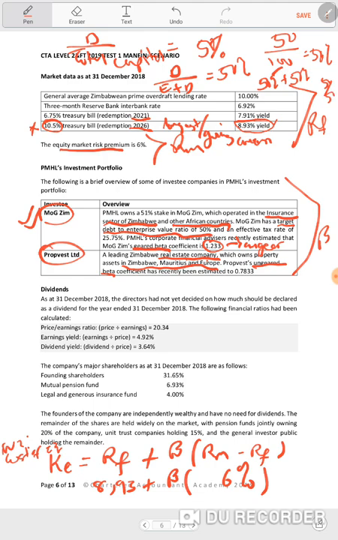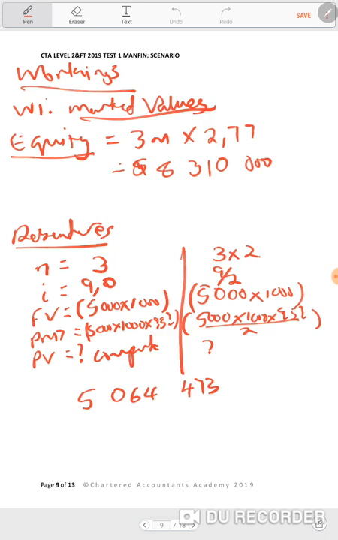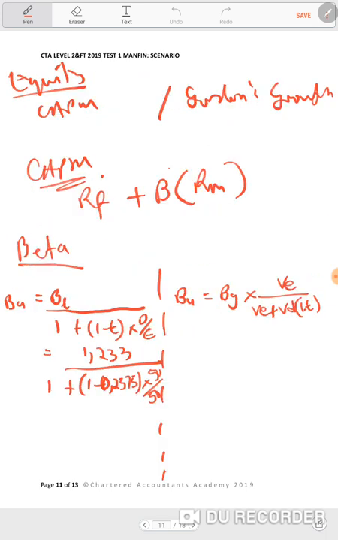Confirm? So move on here. Our debt to equity ratio is 50 over 50. Then you get your answer. For me, I got 0.707. So this is unlevered gear.